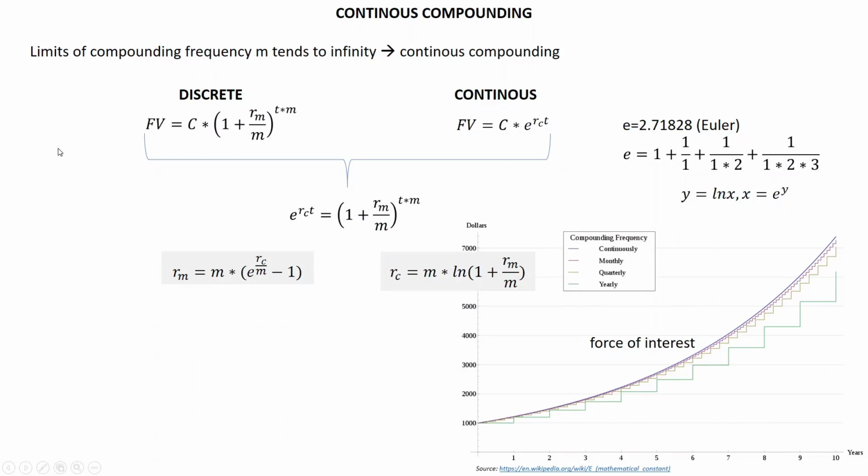But during the semester, we are not using discrete interests or discrete present values and future values. We will always use continuous, because to build up functions for modeling purposes, the continuous approach is way easier for us because we don't have to deal with dots.